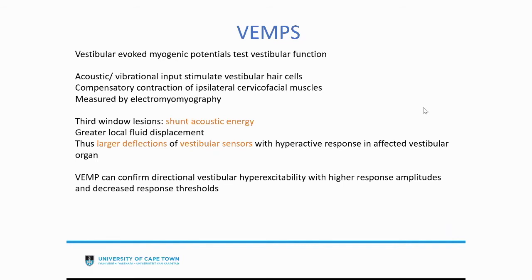In your third window lesions, as we said, we get the shunt of acoustic energy, and because there's a shunt, you get a much bigger fluid displacement. So you get much bigger deflections of those vestibular sensors, which you can read by doing VEMPs. So VEMP can also confirm vestibular hyperexcitability, and you'll have much higher response amplitudes and reduced response thresholds.